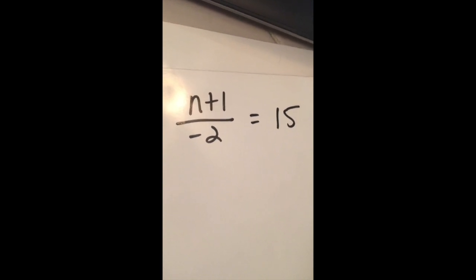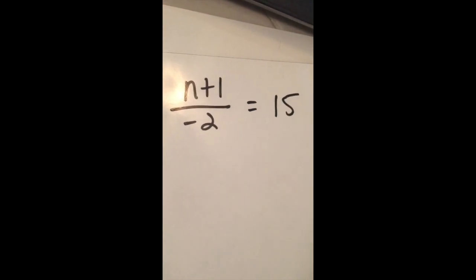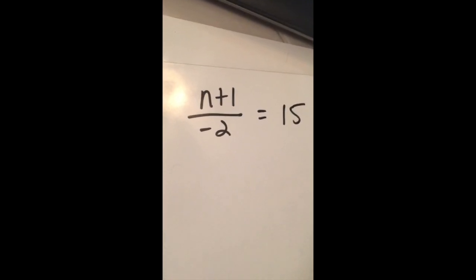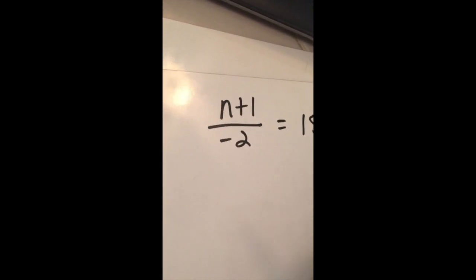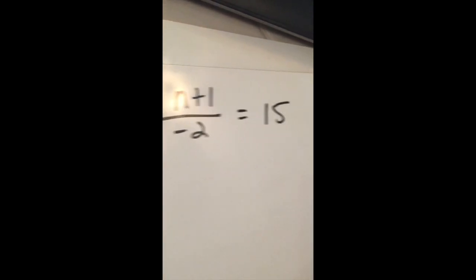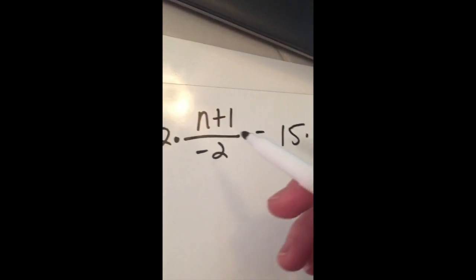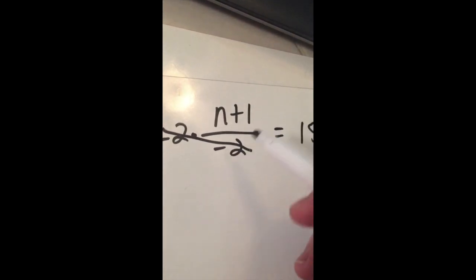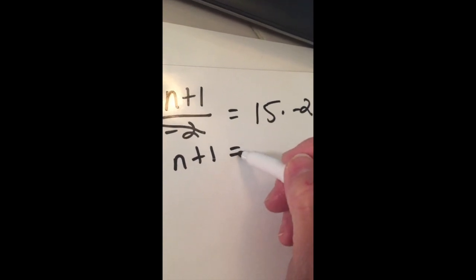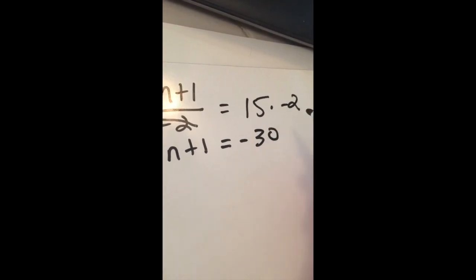Okay, for number 8, we have n plus 1 divided by negative 2 equals 15. So remember to eliminate our fractions, we multiply both sides times the denominator. So we're going to multiply both sides times negative 2. Okay, that's going to cancel. We're going to bring down our n plus 1. Bring down our equal sign. 15 times negative 2 is negative 30.